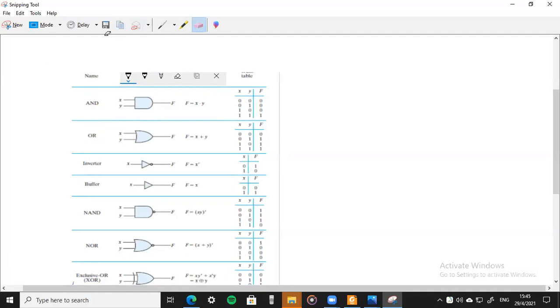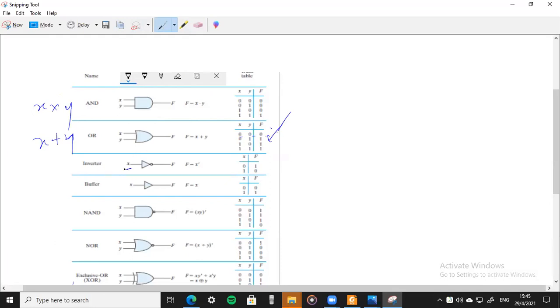The OR, we say this one is the same as A times B. Okay, in this case, X times Y. Or this is X plus Y. You can show X plus Y using the truth table. 0 plus 0, 0, etc., etc. Right. We have the inverter.